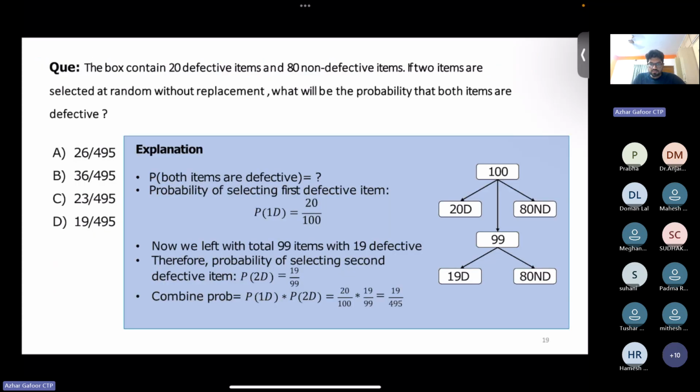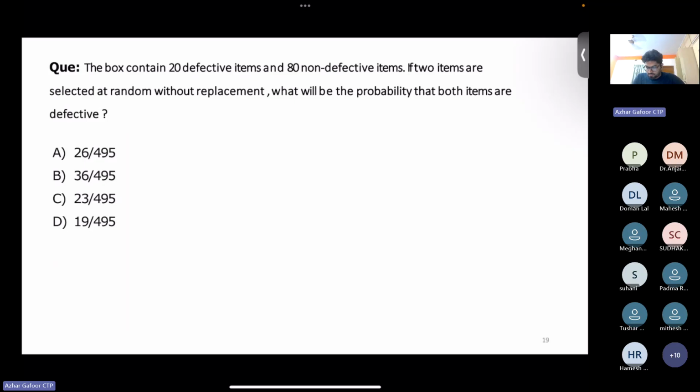Now, do you want the answer? The box contains 20 defective items and 80 non-defective items. If two items are selected at random without replacement, remember, without replacement, what is the probability that both items are defective? Don't think about conditional probability and all those things now. Just try to answer.